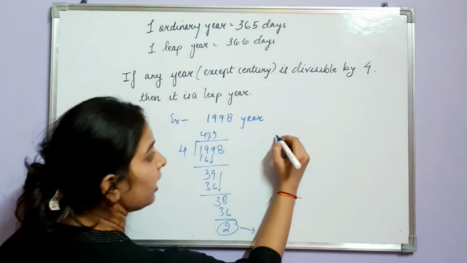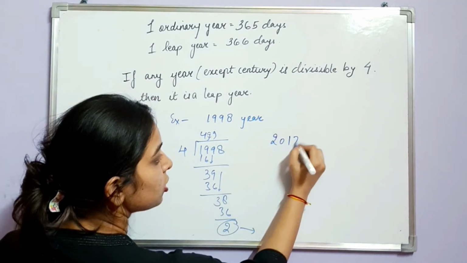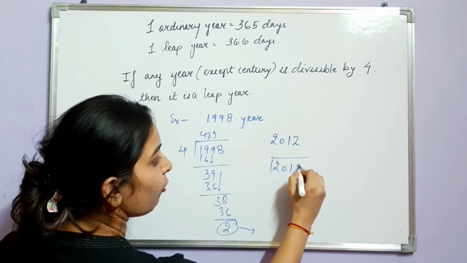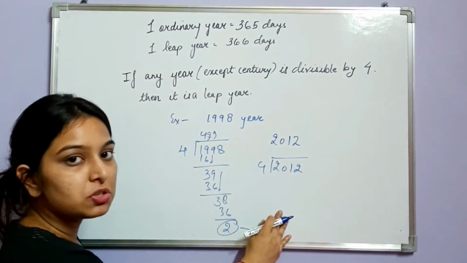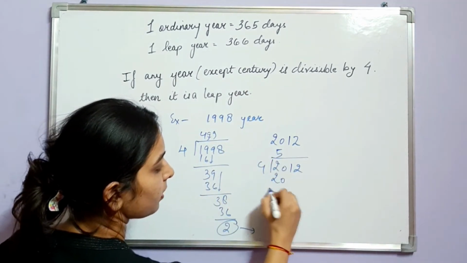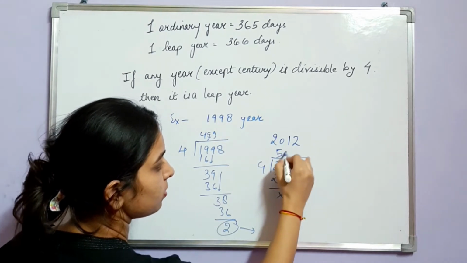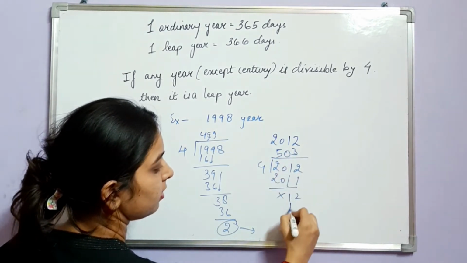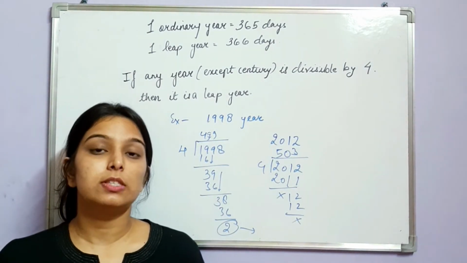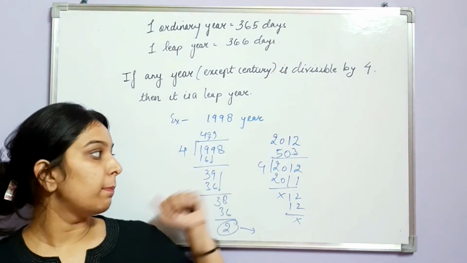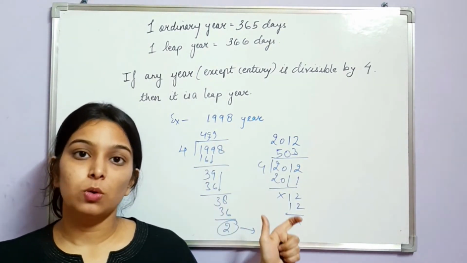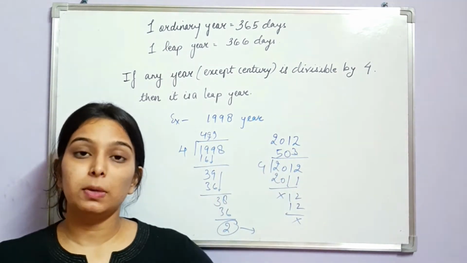Now if we want to check if 2012 was a leap year or not, then we have to divide it by 4 again. Since it's not a century, we can use this. It comes out 5, 0, 3, 12. It leaves remainder 0. That means 2012 is completely divisible by 4, which implies 2012 was a leap year. So this is how you find out whether a given year is a leap year or not.